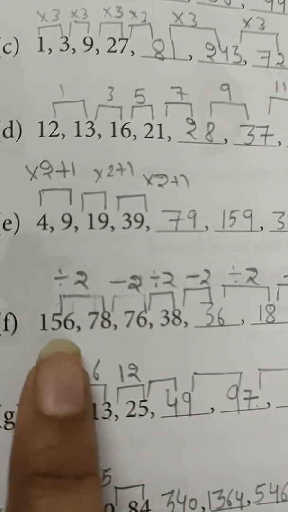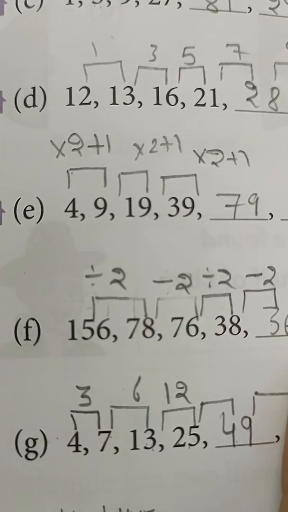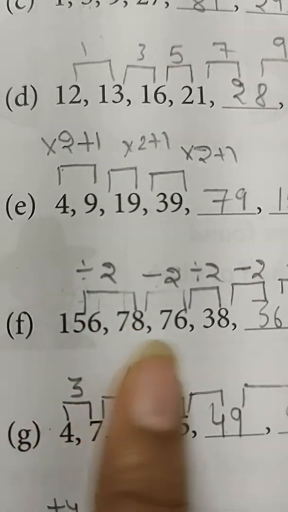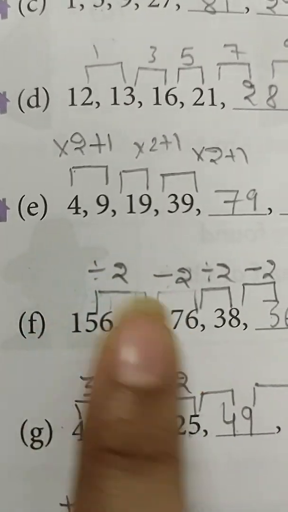Okay. Now here you can see that the numbers coming are getting smaller. So 156, 78. What is the relation between 156 and 78?